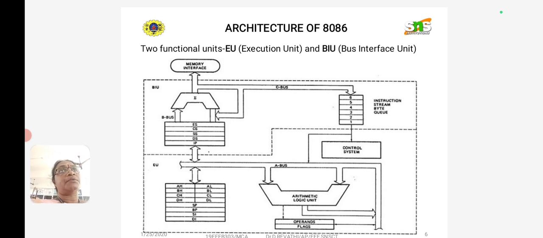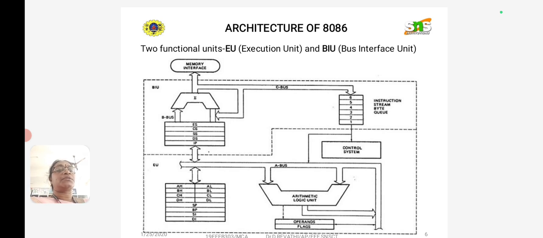It has three types of versions based on the frequency. One is 8086 with 5 megahertz, 8086 version 2 with 8 megahertz, and version 1 with 10 megahertz. Then, as I already mentioned, it has two functional units: the BIU unit and the execution unit. The BIU consists of segment registers, a queue, and the control unit, right?